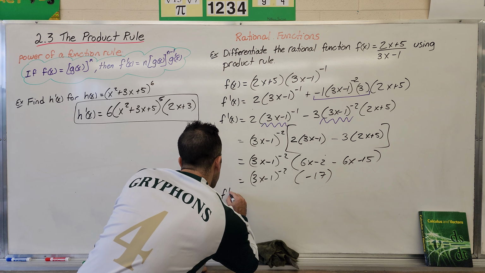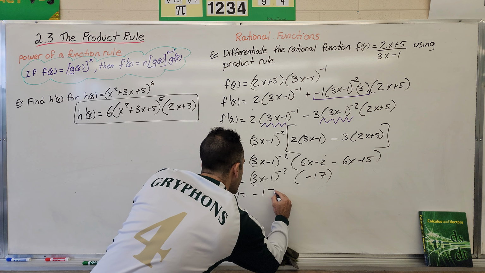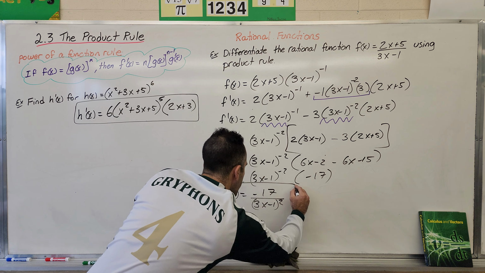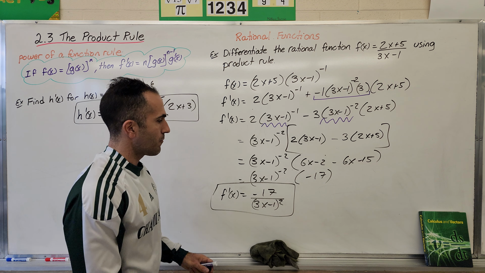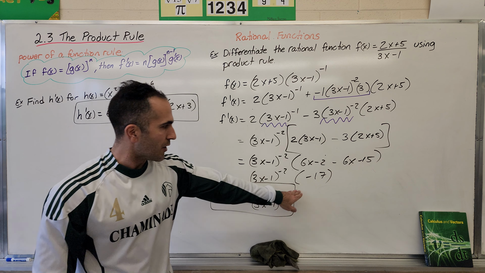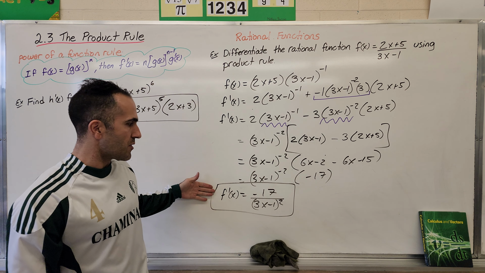So my final statement is going to be f prime at x is -17 over 3x minus 1 squared, boxed. Okay. Negative exponent means it is on the denominator. I'm multiplying it by -17, so this is my final answer.